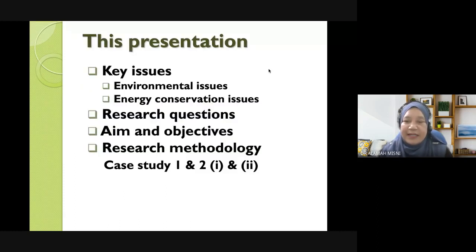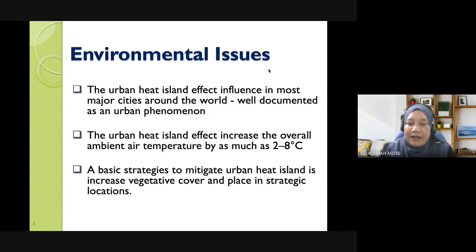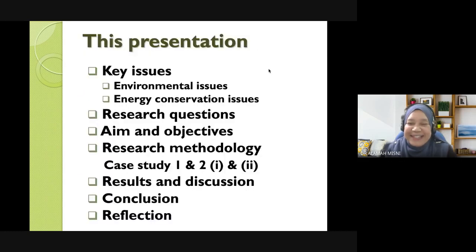This presentation consists of two key issues: the environmental issue and the energy conservation issue, followed by research questions, aim and objectives, and research methodology. My research methodology is divided into two phases, case study one and case study two. If we still have time, I want to share with you my results and discussion in one chapter. Next is the conclusion, and the last one is my reflections. Okay, next.